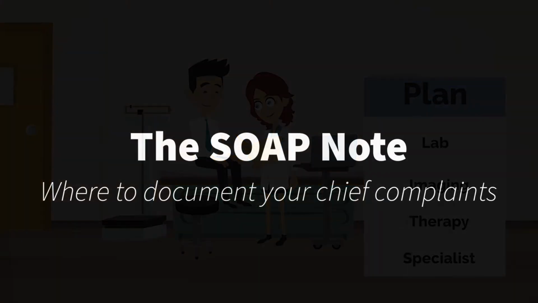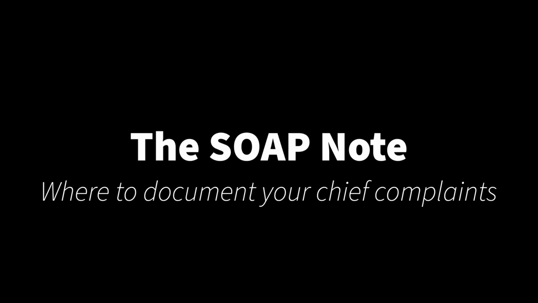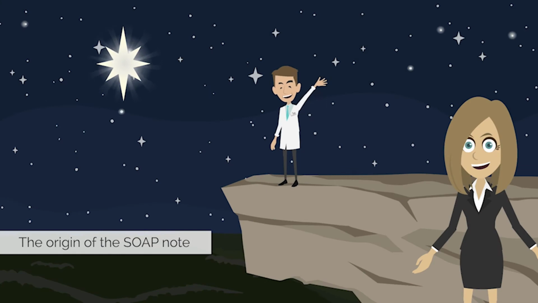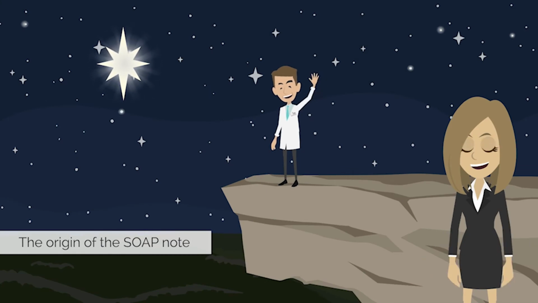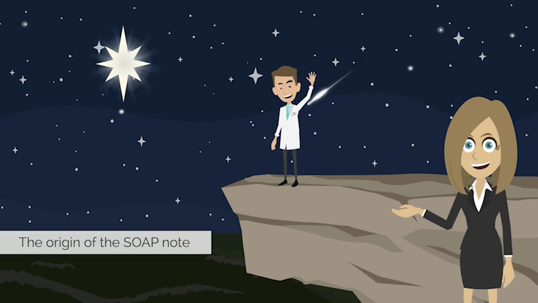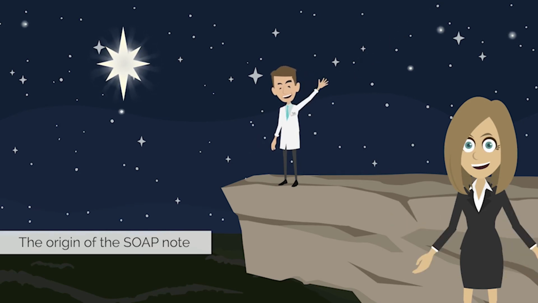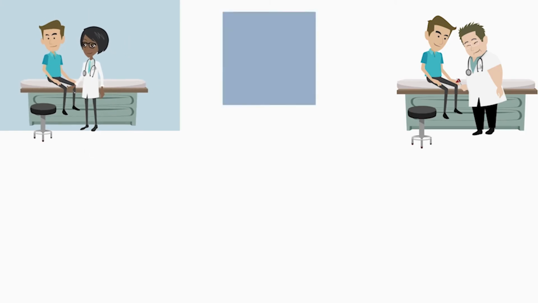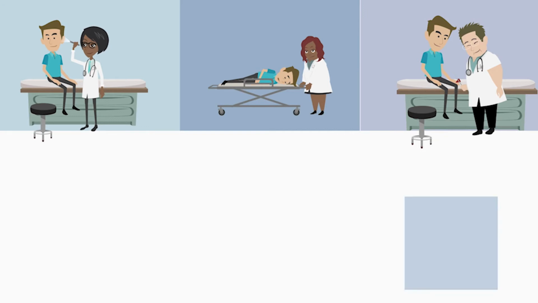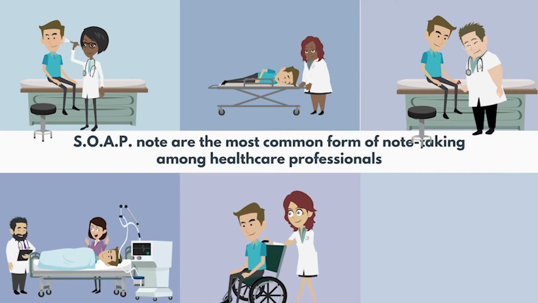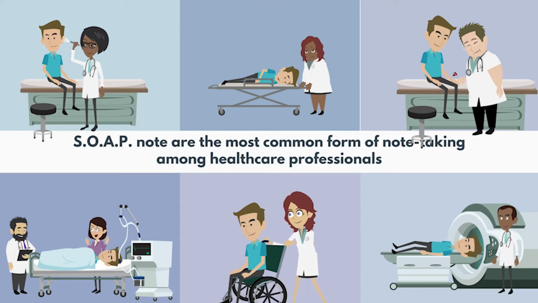But first, before we dive into the SOAP note, let's get a little history. The SOAP note originated from the Problem-Oriented Medical Record, or POMR, developed by Dr. Lawrence Weed. It was initially developed for physicians, who at the time were the only healthcare providers allowed to write in a medical record. Today, it is widely adopted as a communication tool between interdisciplinary healthcare providers as a way to document a patient's progress.